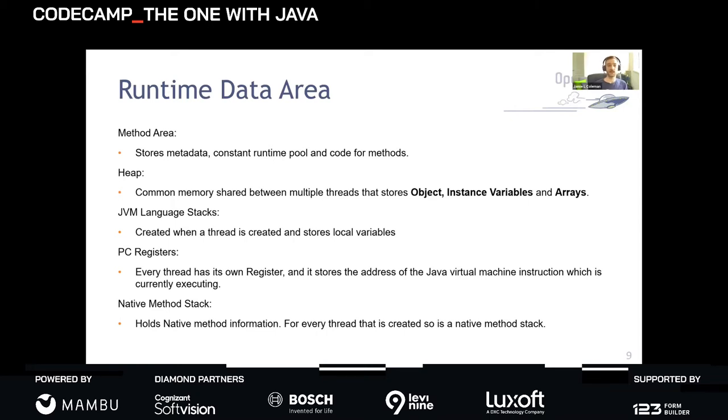The JVM language stack is created when a thread is created and that stores local variables and it's much more efficient than the heap. Then you have PC registers, which every thread has its own register and essentially, it stores the address of the virtual machine instructions which are currently being executed. And then you have your native method stack, and as it says, it holds native method information. And one of these is created for every thread.